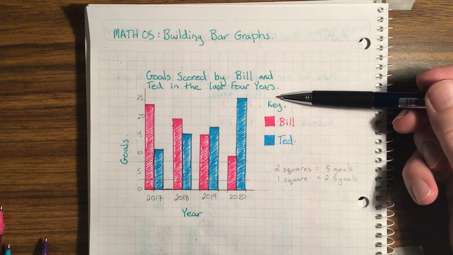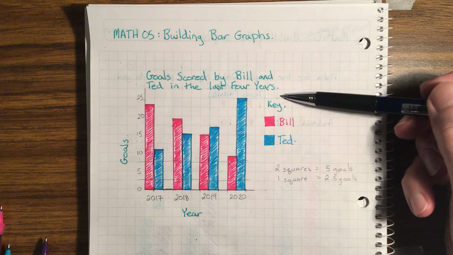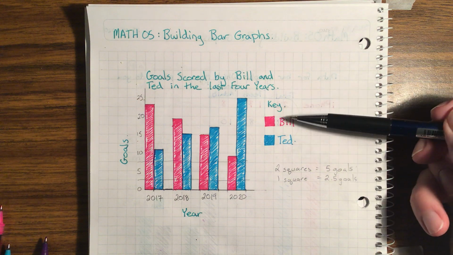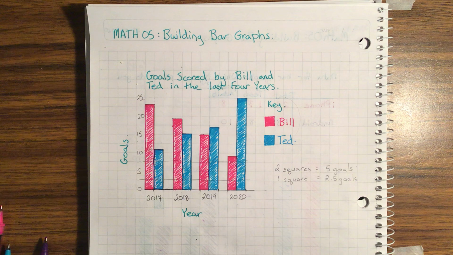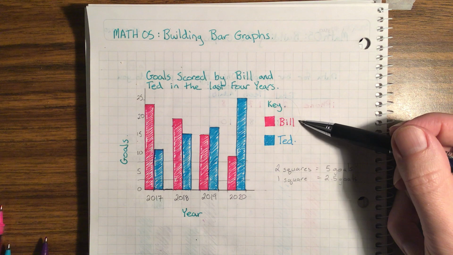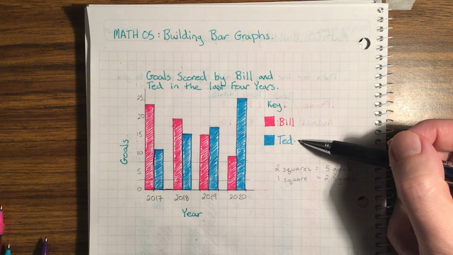And over on the right side, I have a key right over here. Bill is the pink, Ted is the blue. A double bar graph is very good at comparing 2 things. In this graph, we're comparing Bill's goal scoring to Ted's goal scoring.